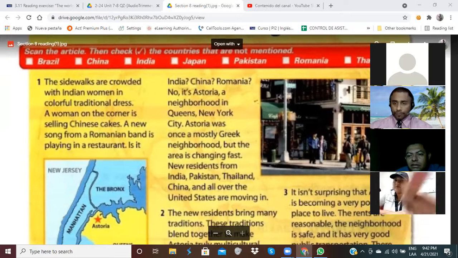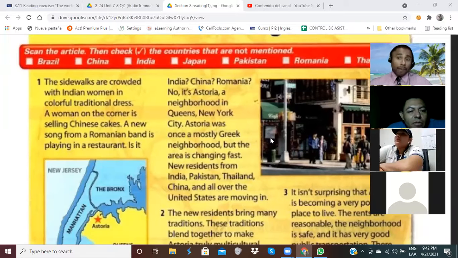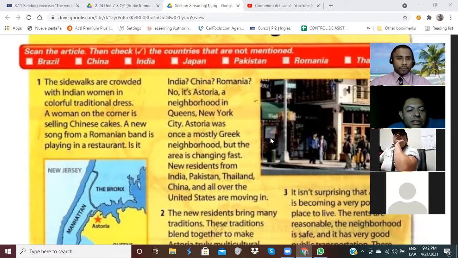Yes, of course, teacher. The sidewalks are crowded with Indian women in colorful traditional dress. Woman or women? Women. Women, because it's plural. Women. Colorful traditional dress. A woman on the corner is selling Chinese cakes. Cakes. A new song from a Romanian band is playing in a restaurant.